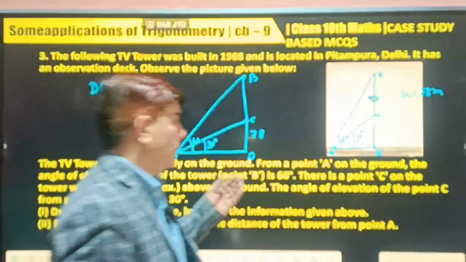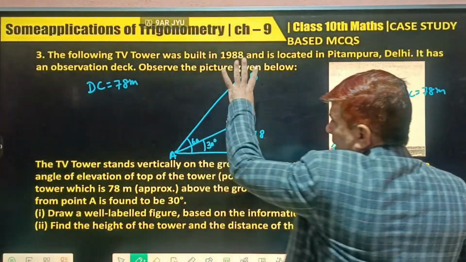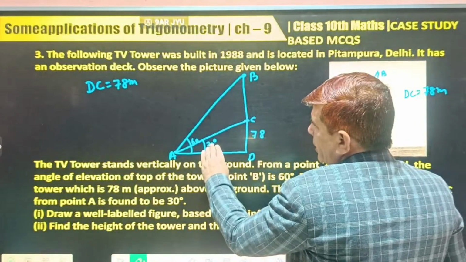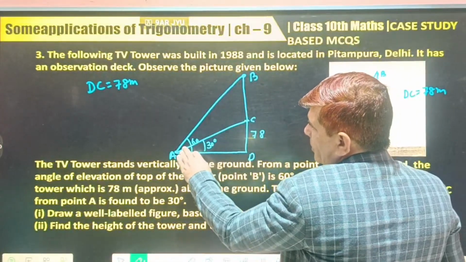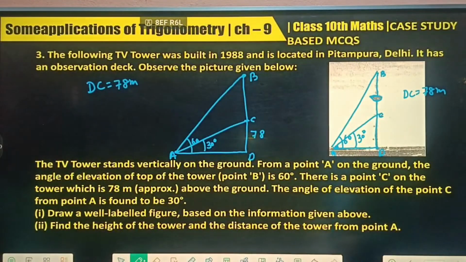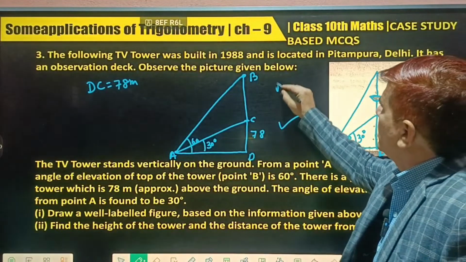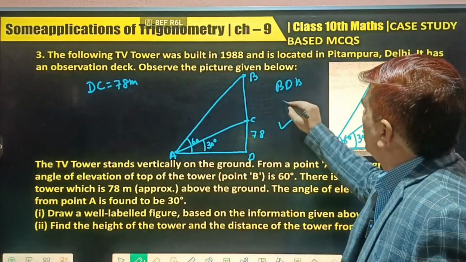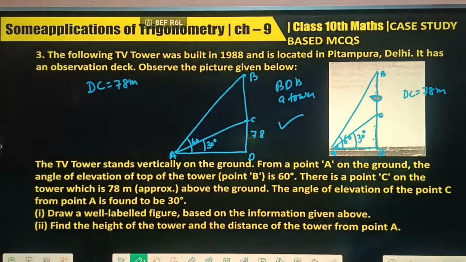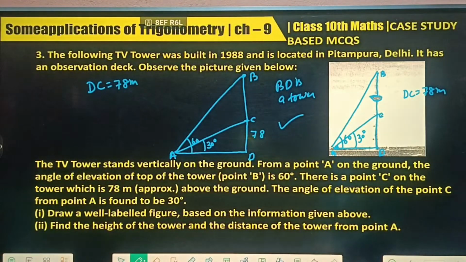As I told in the previous question, if the vertical distance decreases, the angle also decreases. The angle made with C is 30 degrees. Angle of elevation means looking upward. Draw a well labeled figure based on the information given. You can draw this type of figure. Here BD is a tower. Find the height of the tower and the distance of the tower from point A.